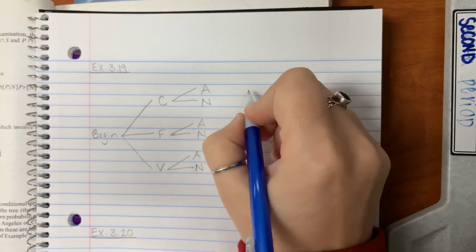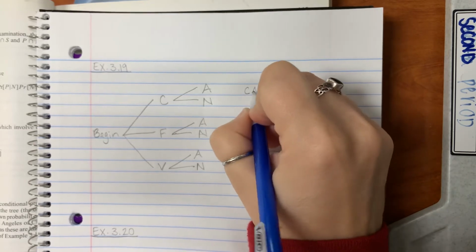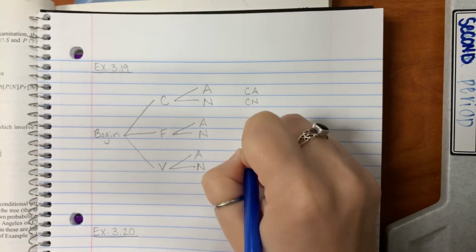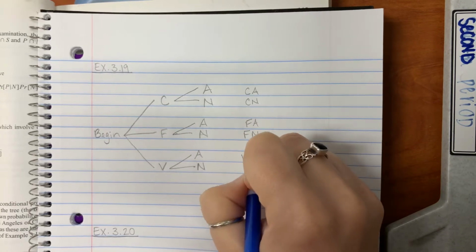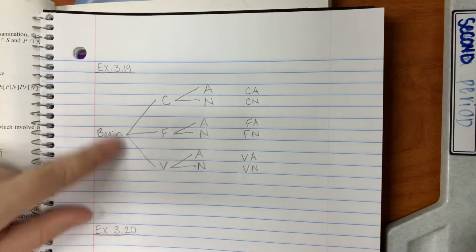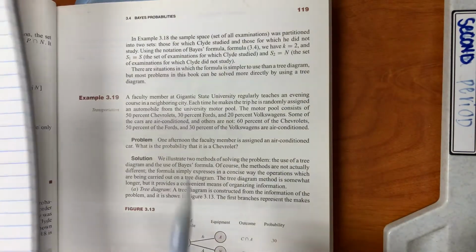Okay, so that seems to me like we're going to have a Chevy with air conditioning or a Chevy without. A Ford with air conditioning or a Ford without. Volkswagen with air conditioning, Volkswagen without. So now I need to go back and find those percentages that they told me.